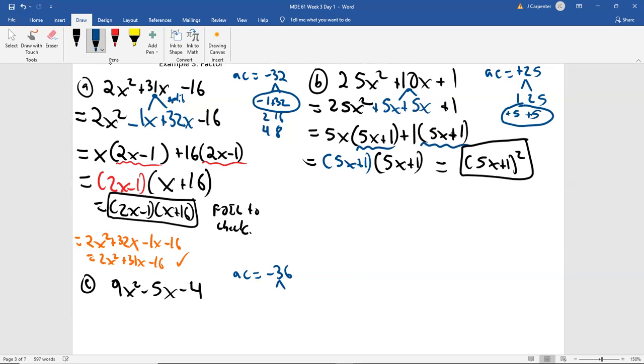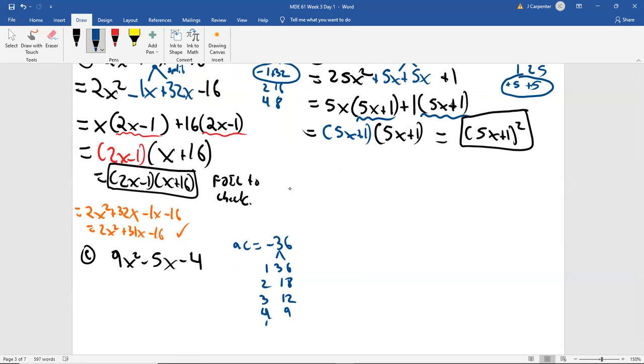Factor pairs. 1 times 36, 2 times 18, 3 times 12, 4 times 9. About 6 times 6. 5 won't go in. And there we go. There's all of them. 1, 2, 3, 4, 5 options. Pick the pair that will subtract to make 5.